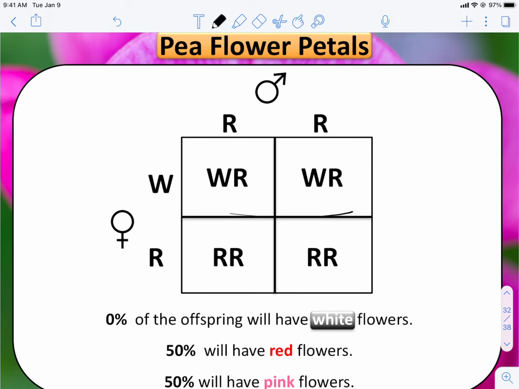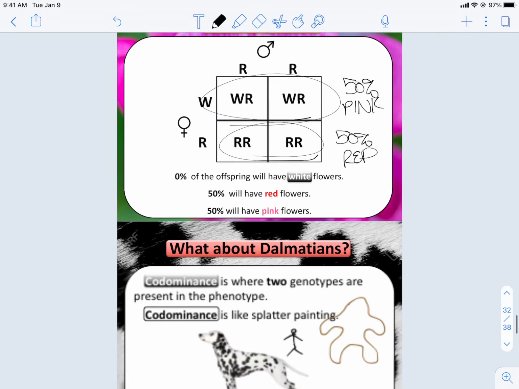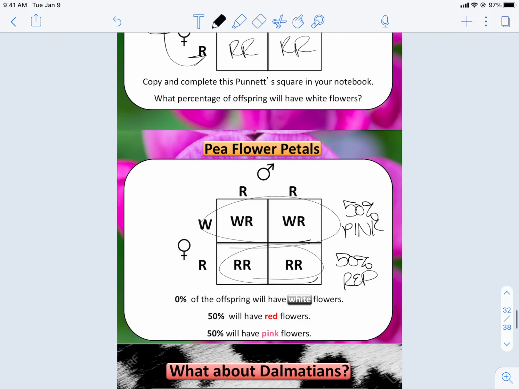So now we have a 50% chance of getting a pink flower, and then we have a 50% chance of getting a red flower. Okay, now that's it. So today we're just going to deal with incomplete dominance, and then we're going to do some practice for that today.